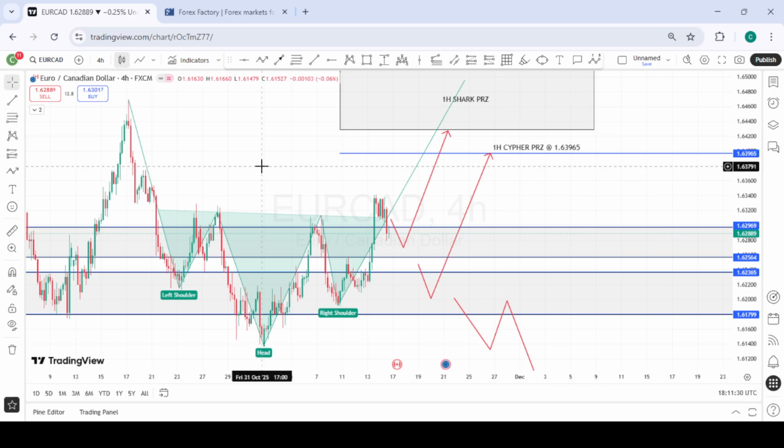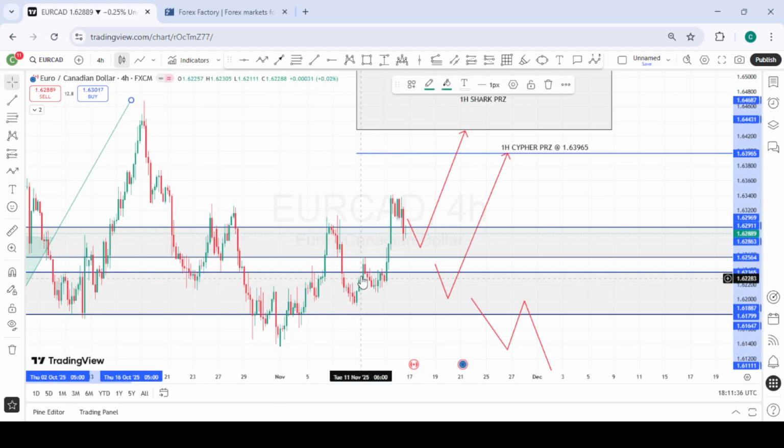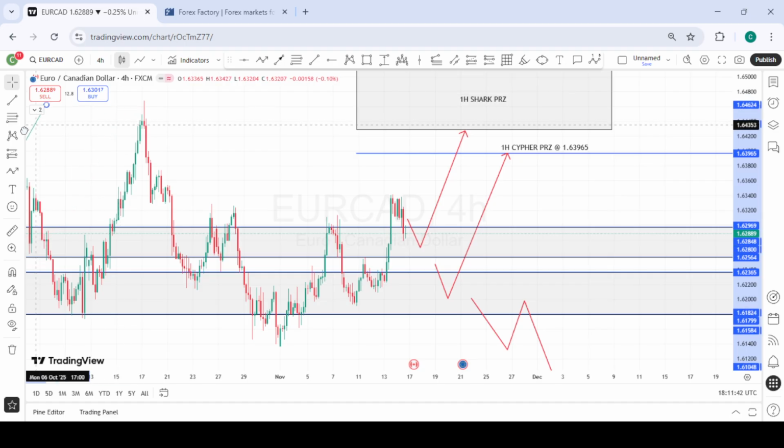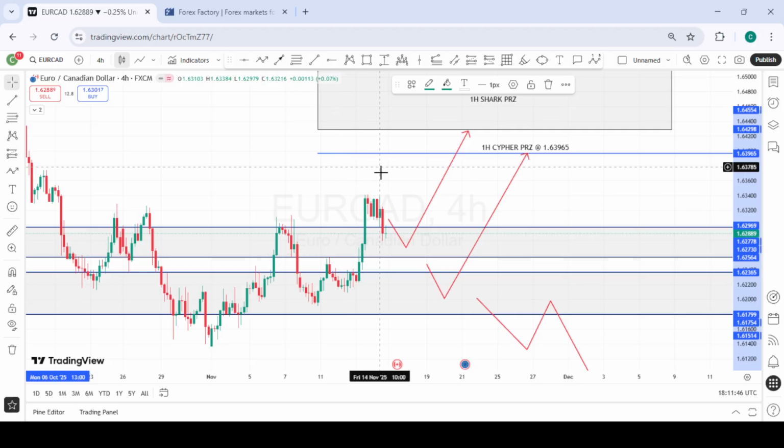We have here EURCAD. So we had this setup from last week where we were anticipating price to react from this zone, give us bullish confirmations to the upside. We actually got confirmations, but the confirmations were not too clear, so we actually even missed out on this very bullish push from the zone we anticipated it to buy from the previous week.